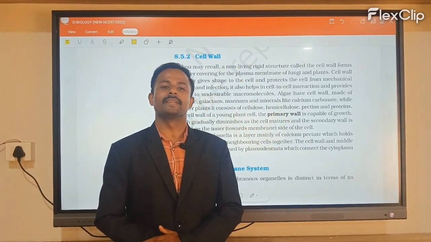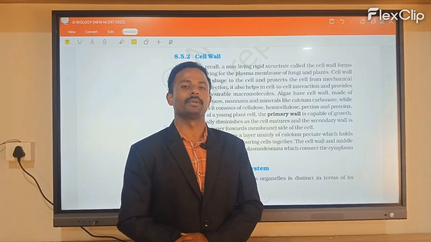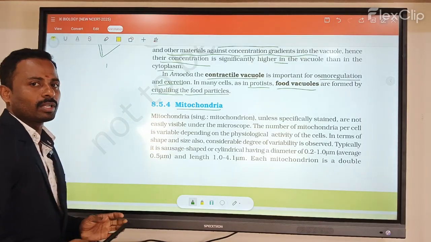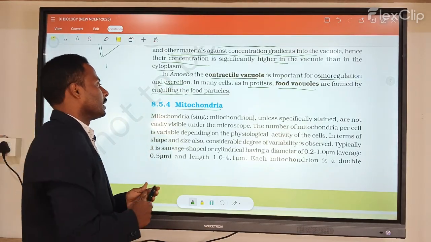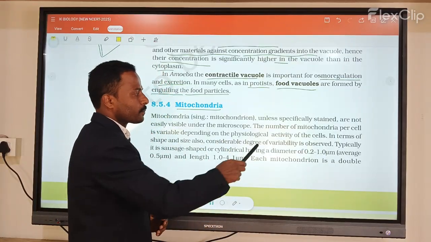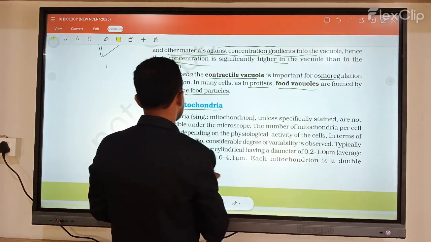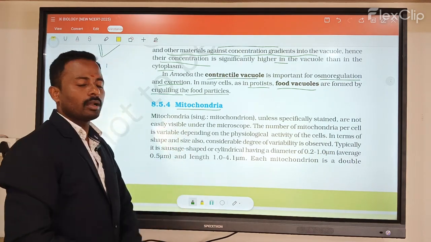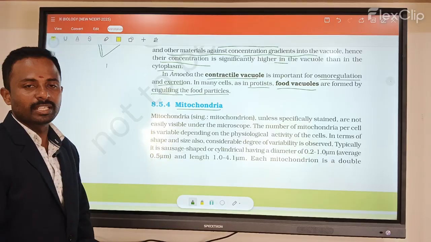For this section, we will discuss NCERT line to line, chapter Cell, the Unit of Life, part Mitochondria. Next one is mitochondria. Mitochondria, the singular is called a mitochondrion. Unless specifically stained, it is not easily visible under electron microscopes. You should observe the nucleus, but the mitochondria are not visible.